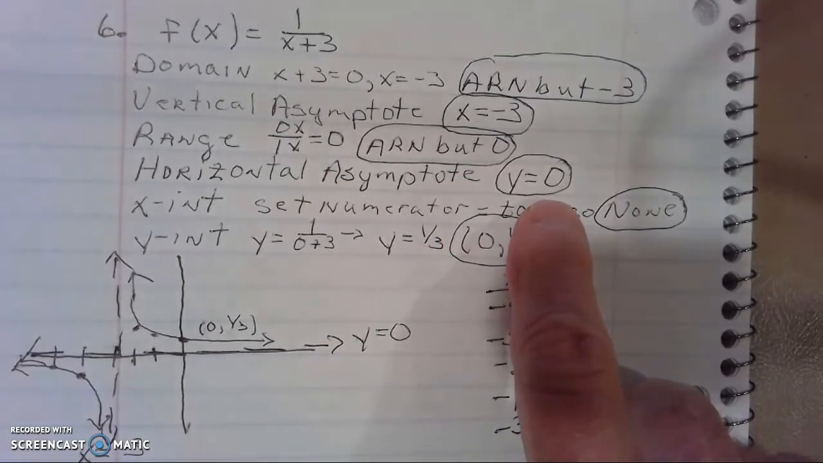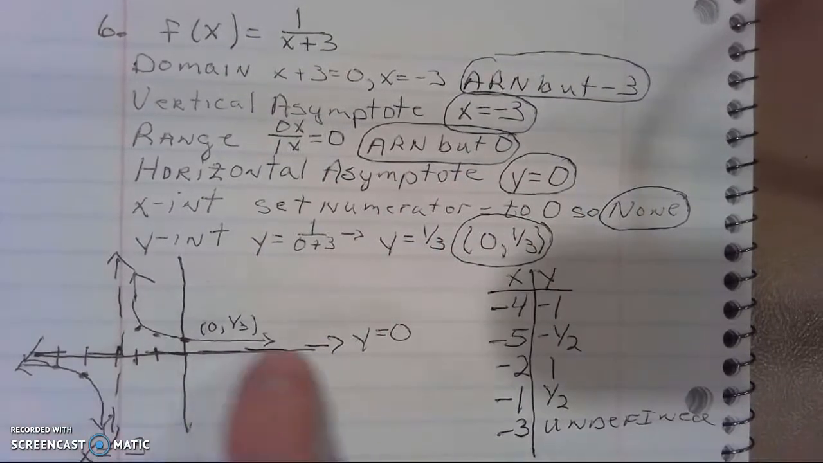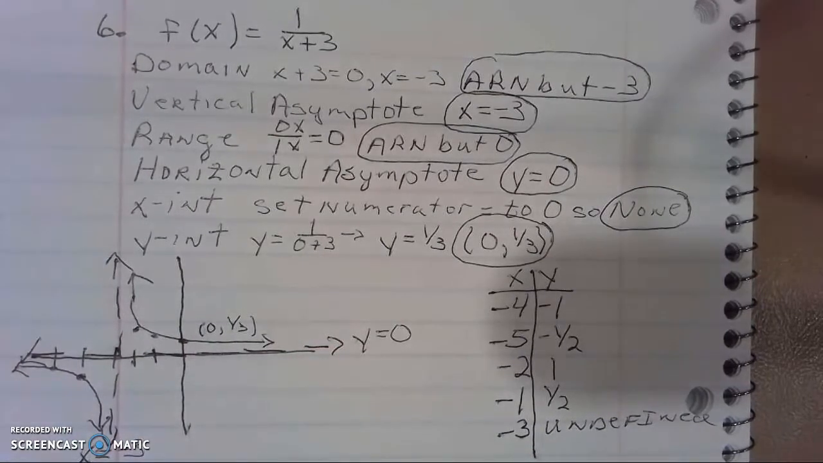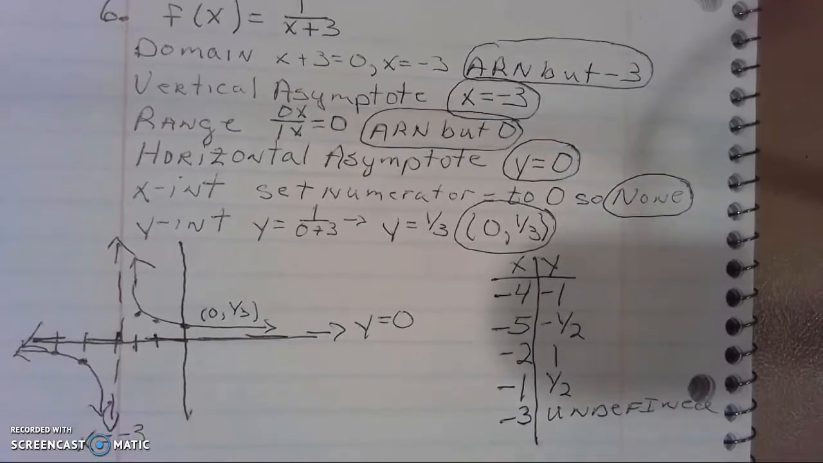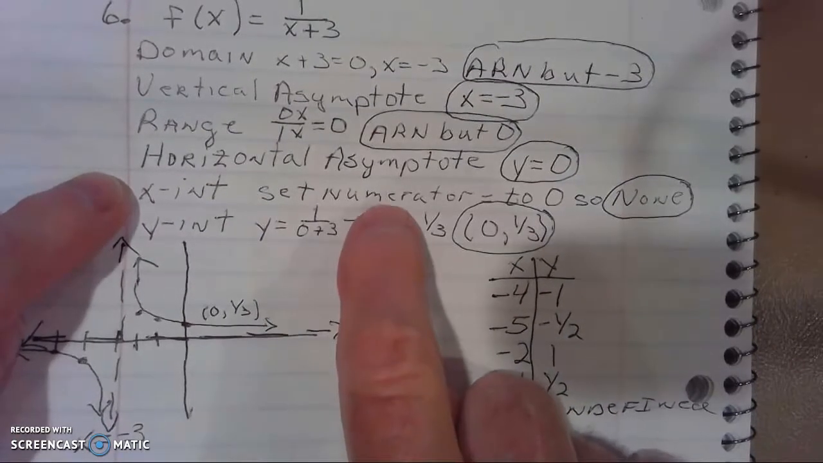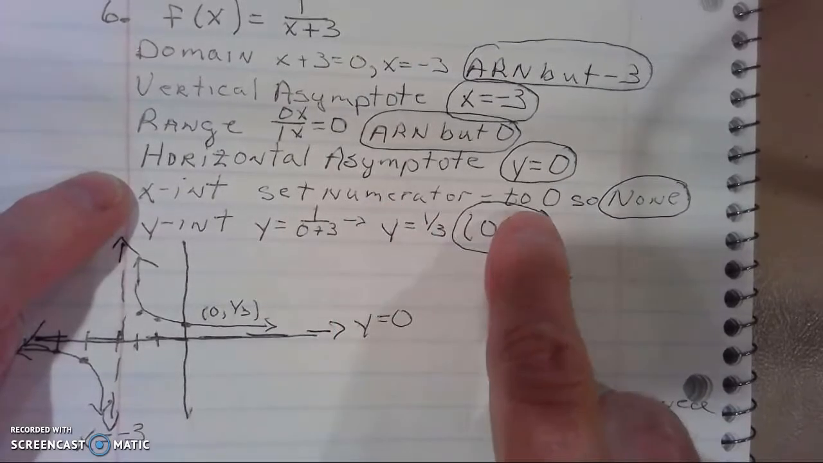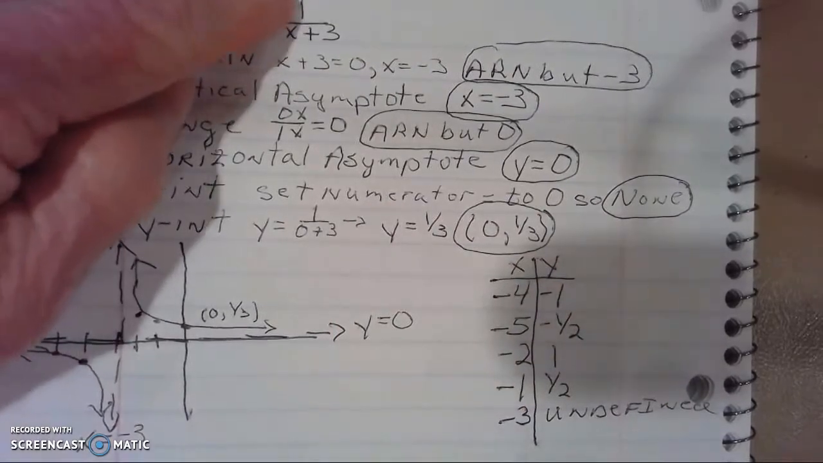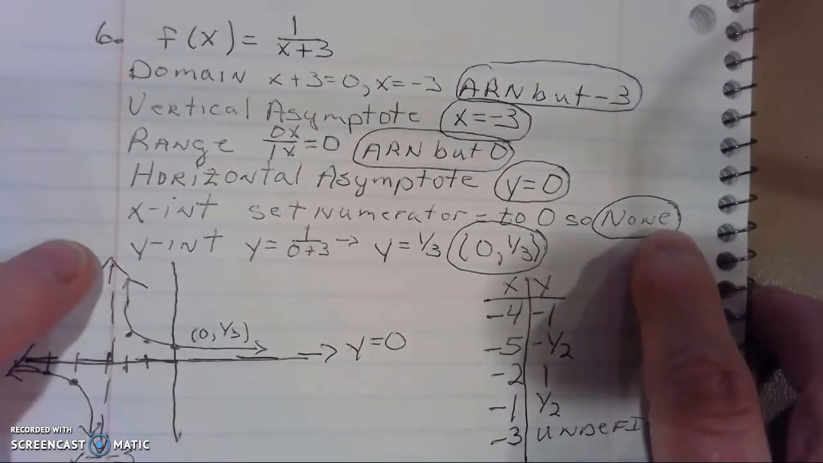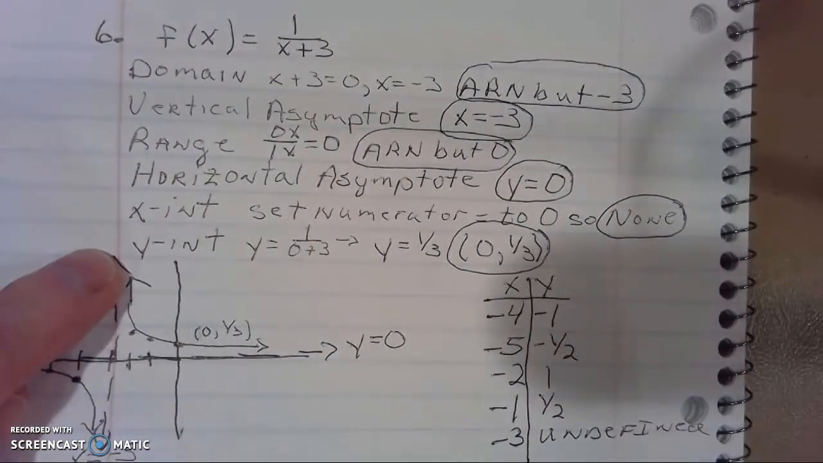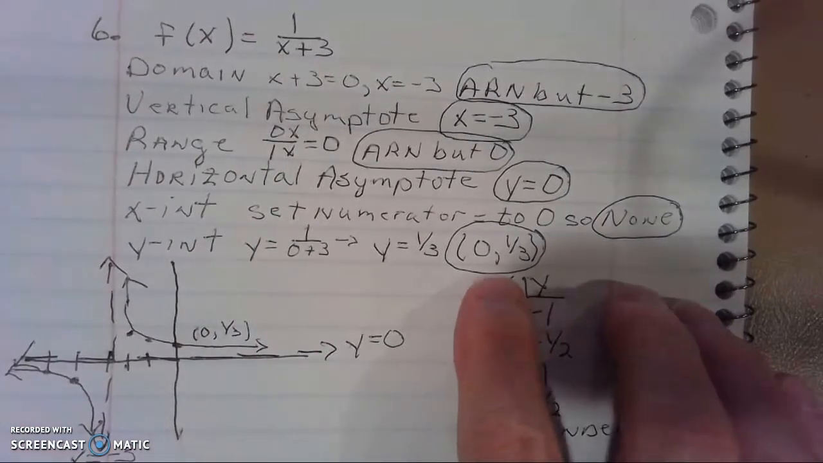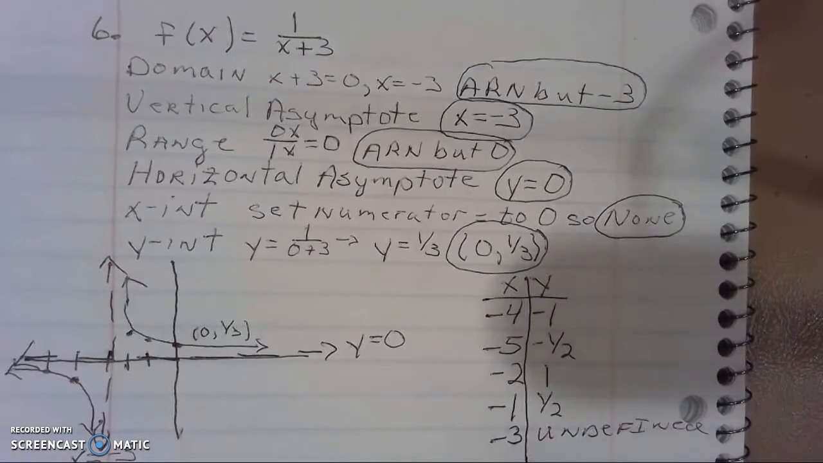That gives us our horizontal asymptote, which is this line right here. And our graph does not cross it. Then I look for an x-intercept by setting the numerator equal to 0. Well, there's no way 1 can equal 0, so there's no x-intercept. The y-intercept, as always, put 0 in for the x, we get 1/3, so 0, 1/3.